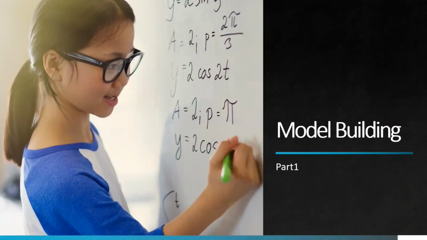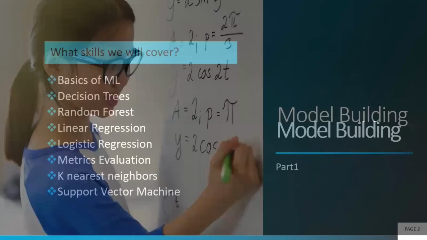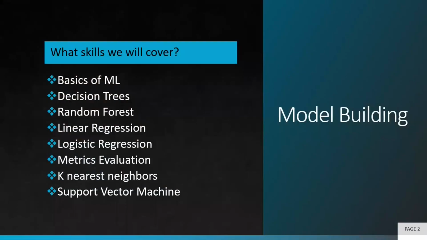Hi everyone, this video is part 1 of our new outline known as model building. So let's get started. You might be wondering what skills we will cover in this outline. So here are some of them. We will learn about basics of machine learning, or you can say model building. Then we will see decision trees and random forest, linear and logistic regression, and then we will see metrics evaluation. In the last, we have two more topics of k-nearest neighbors and support vector machine.